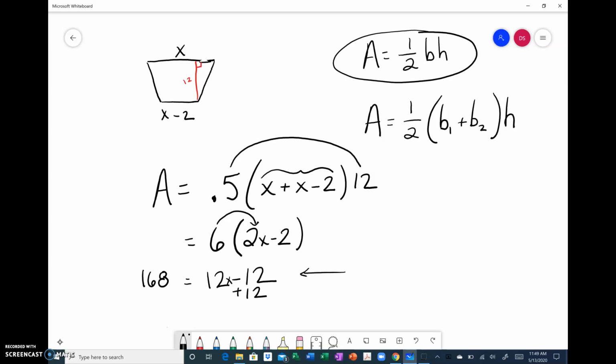So I'm going to add 12. That's the inverse operation. That gives me 180 equals 12x. And then I just need to divide 180 by 12. And that is 15. So x is 15. And the directions said to find the value of x, and so we are done. You should be able to use the same process to solve number 25.